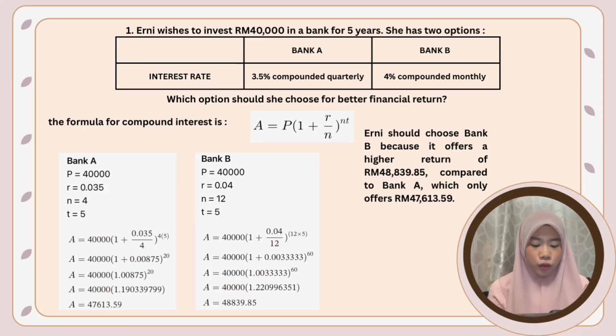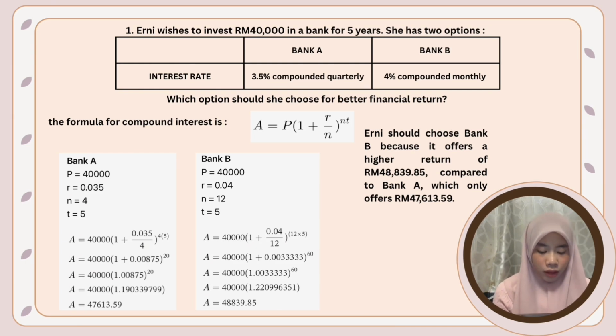Ernie wants to invest 40,000 ringgit for 5 years. She has two choices, Bank A and Bank B. Bank A offers an interest rate of 3.5% compound quarterly. Bank B offers an interest rate of 4% compound monthly.